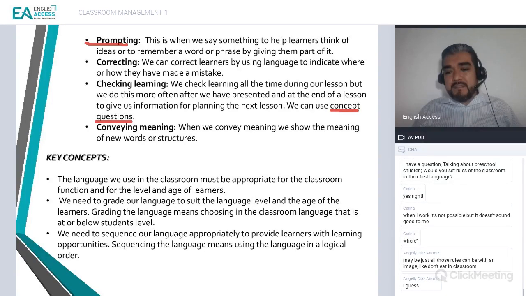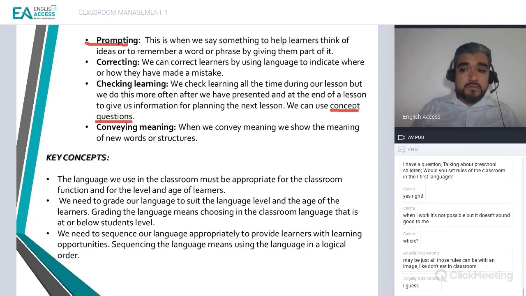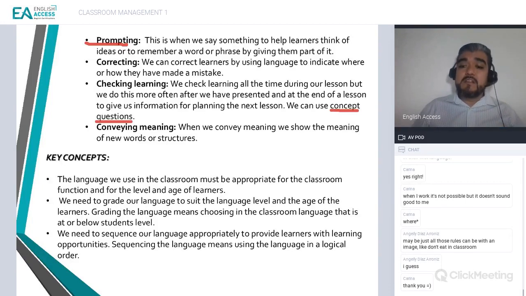And Jelly says, maybe all those rules can be with an image. Of course, in kindergarten, all of the time, in elementary school, all of the time, you need to show pictures, images. Not only kindergarten and elementary, you have to continue doing it for your adults because it's part of their multiple intelligences and learning styles. It is important that you convey meaning with images. Conveying meaning, you remember, showing what I'm trying to say with pictures.